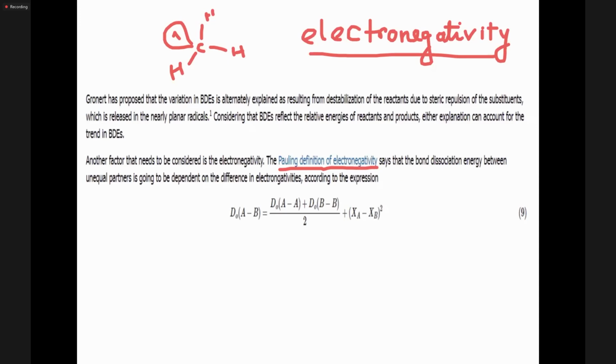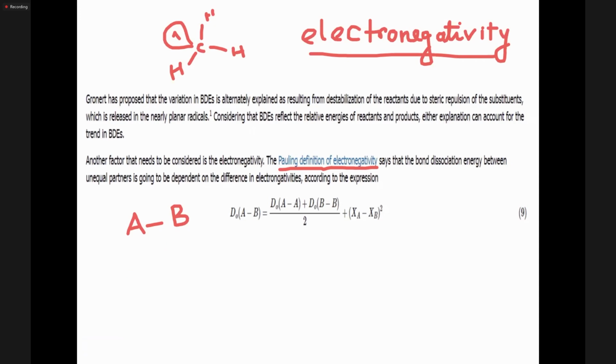And it says that the bond dissociation energy between two unequal partners, unequal partner means the two atoms are different from one another, will be dependent upon the difference in electronegativity. So suppose we have a molecule AB, where A and B are different atoms.